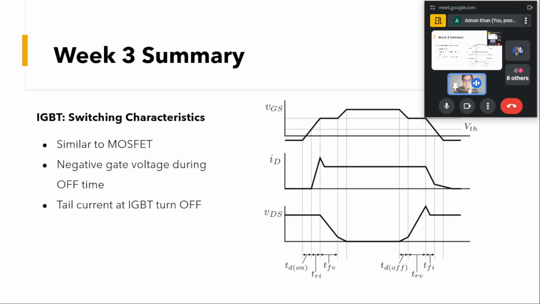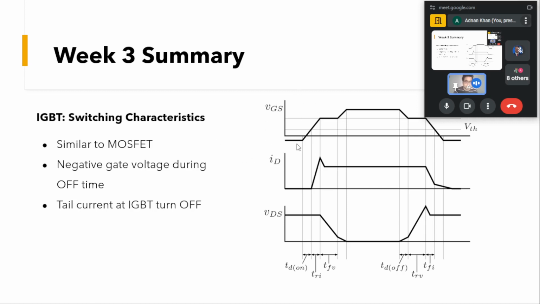In a similar fashion to how we saw how the MOSFET was turned on, the switching characteristics of a MOSFET that we saw in detail in the previous week, we have the switching characteristics of an IGBT. I won't rush through this, because it has been discussed in detail in the previous week.